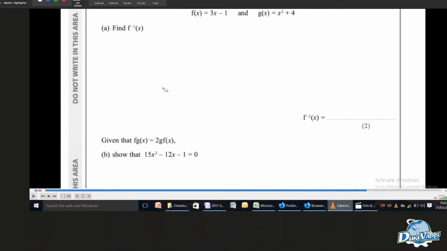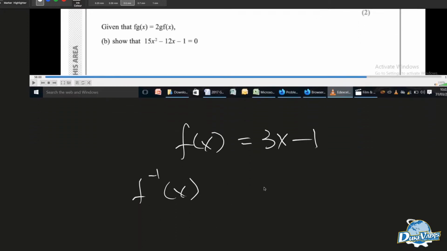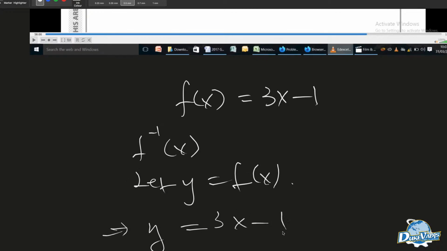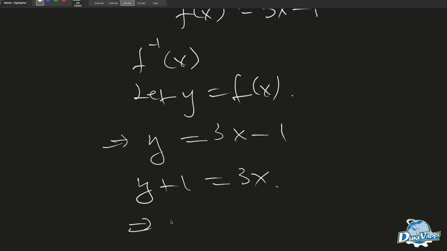Of f. So f of x has been given as 3x minus 1. They say we should find the f inverse of x. So let y be equal to f of x. This implies that y equals 3x minus 1. Our purpose here is to make x the subject. So y plus 1 is equal to 3x, which implies that x is equal to (y plus 1) over 3.